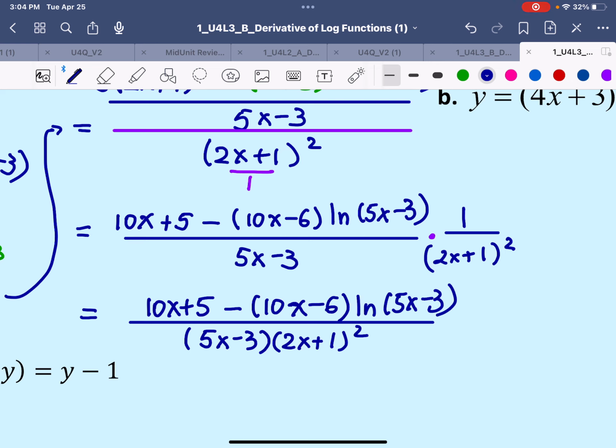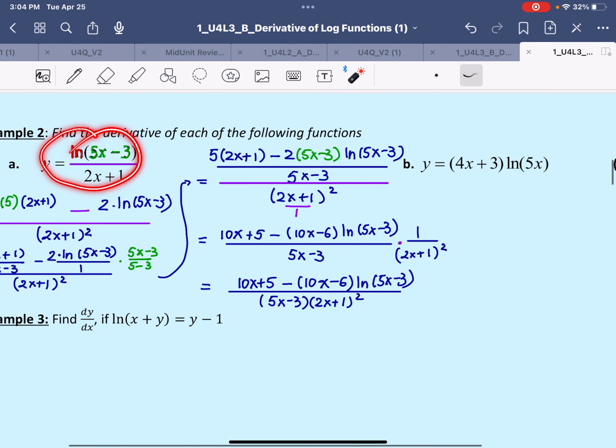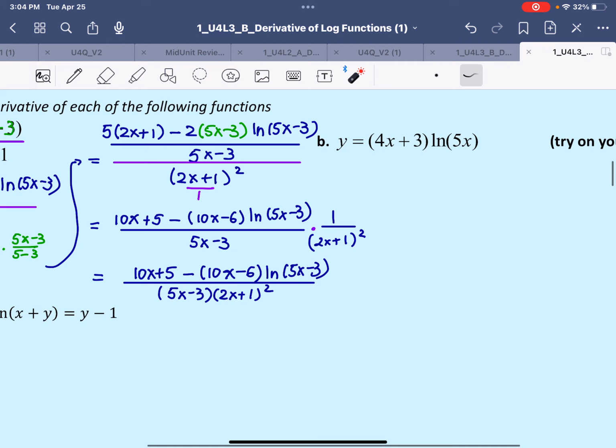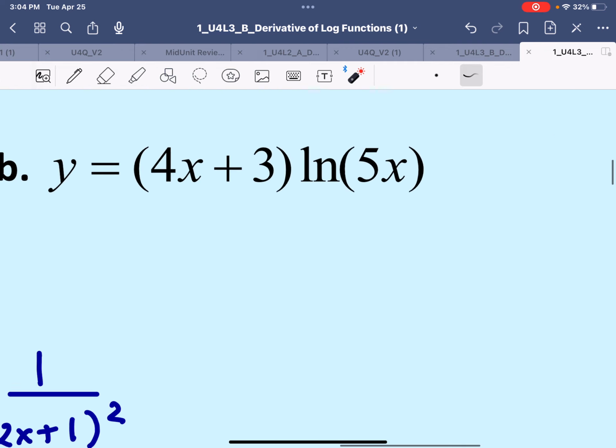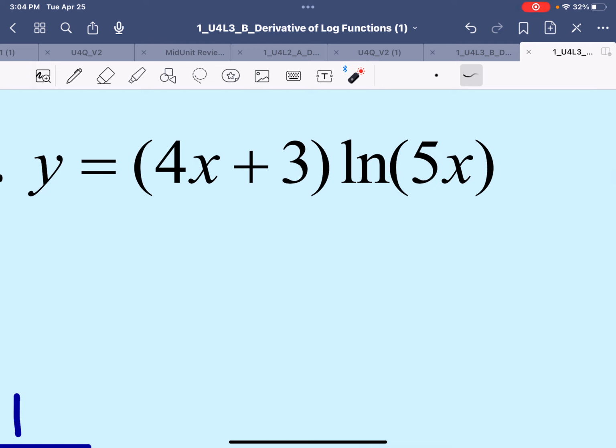And as you can see, the derivative turned out to be a lot more complicated than the function. And that's the way it is. And that's what the derivatives of log will often look like. So let's continue with our next example. This time we have y equals 4x plus 3 ln 5x. So in this case, we have the product rule.